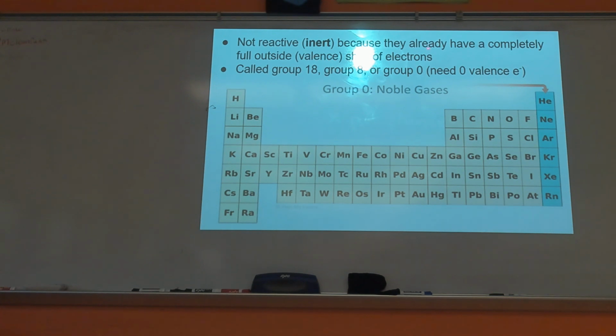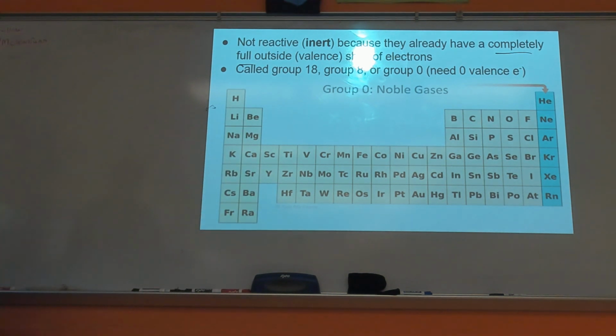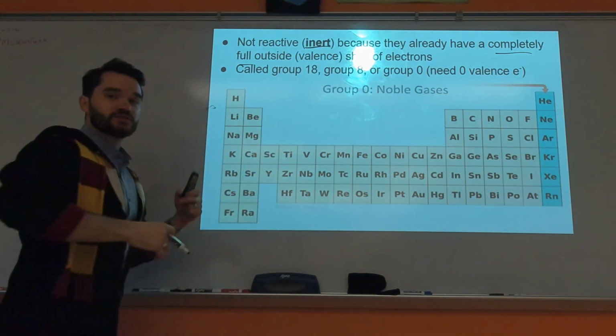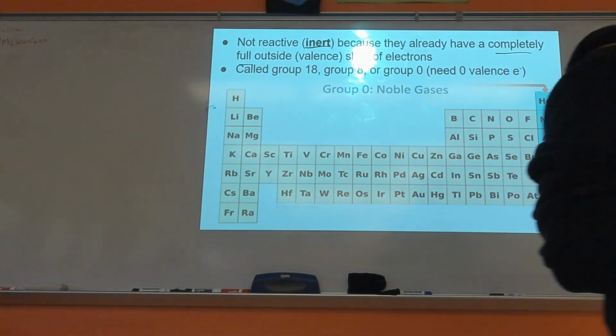And then where group 0 comes from is that all of the noble gases do not need valence electrons. Meaning they have a completely full valence shell of electrons. So again, atoms are the most stable when they have a full shell of electrons. The noble gases have that. That's why we call them inert. And that's why we call them group 0. They need 0 valence electrons to be stable.